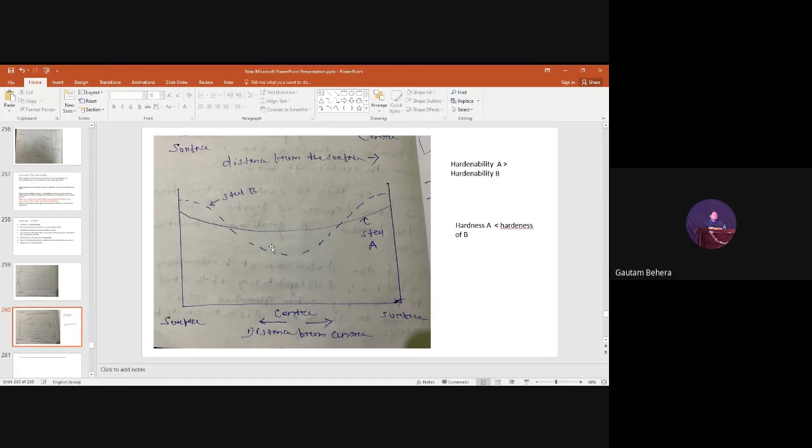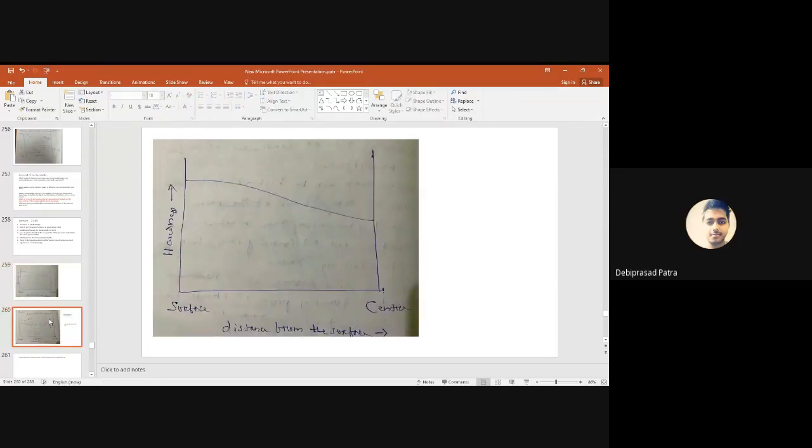But if you go down to the center, either from the bottom surface or from the top surface, you can see there is a huge difference in the hardness value at the core or at the center. So center hardness is very less, but surface hardness is very high for steel B. But in case of steel A, the hardness at the center and the surface is nearly the same or comparable, right? So that's why steel A has good hardenability, or high hardenability, as compared to steel B. But if you compare the hardness value, then steel B has high hardness as compared to steel A.